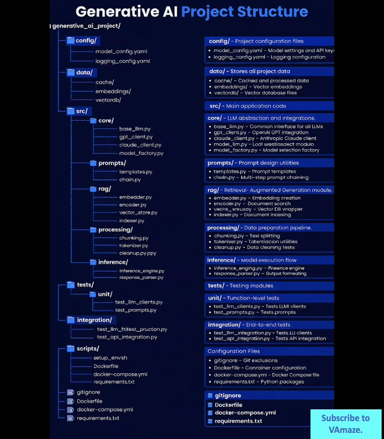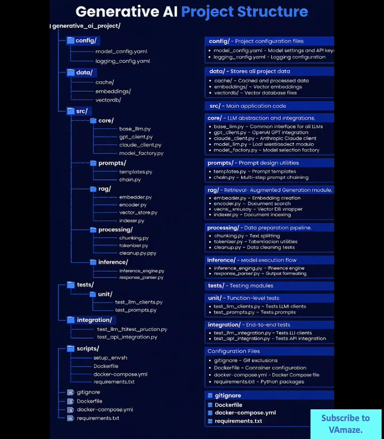The config directory contains your project configuration files. Model_config.yaml defines your model settings and API keys, which LLM you're using, temperature settings, token limits. Logging_config.yaml sets up your logging infrastructure, critical for debugging when things go wrong, and they always do in production.